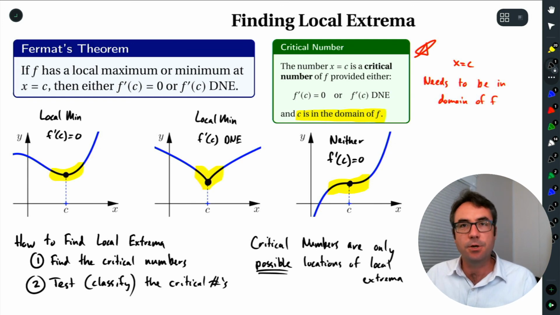All right, so just a quick review. Well, maybe not so quick, but a review over how do we locate possible locations where we have a max or a min, and that's the critical numbers. So we'll look at the first derivative test next.